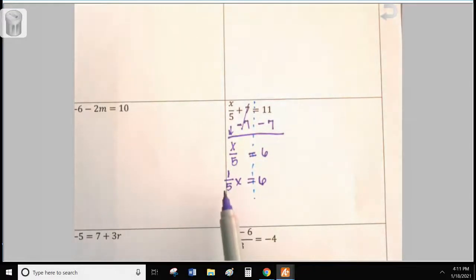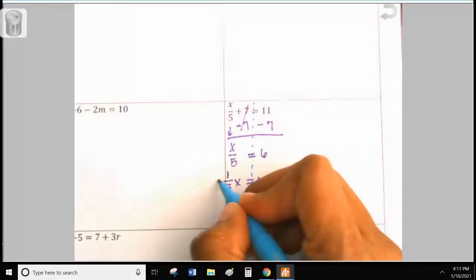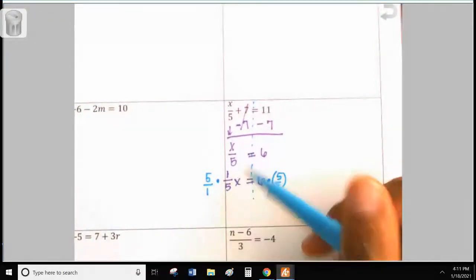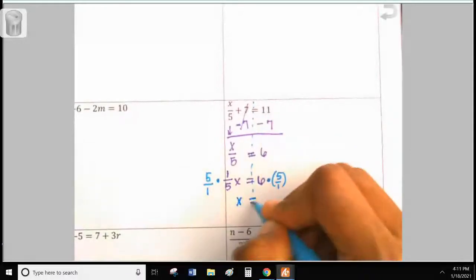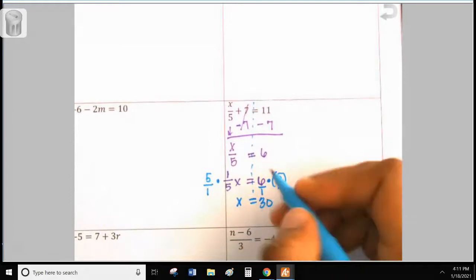I know this is division, so the opposite of division is multiplication. So on both sides, I'm going to multiply them by 5 over 1. So if I multiply this side, it's going to give me 1x. And if I multiply this side, I'm going to get 30 over 1, which is the same as just 30.